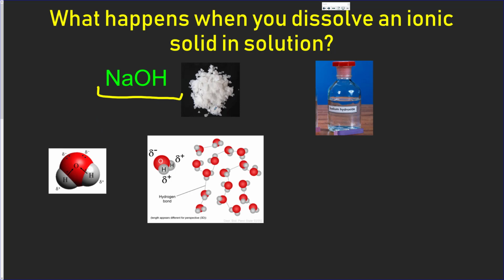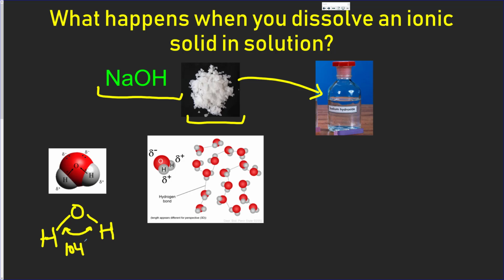So when we look at NaOH, this is your sodium hydroxide. It's a very strong base. It starts off as a white solid, and when we put it into solution, it becomes a clear liquid solution. When we look at the structure of water, this is your H2O, and the structure is pretty unique. You have your hydrogen bonded to an oxygen, and then another hydrogen. The bond angle is actually 104 degrees, and the unique aspect of water is that this is a polar bond.